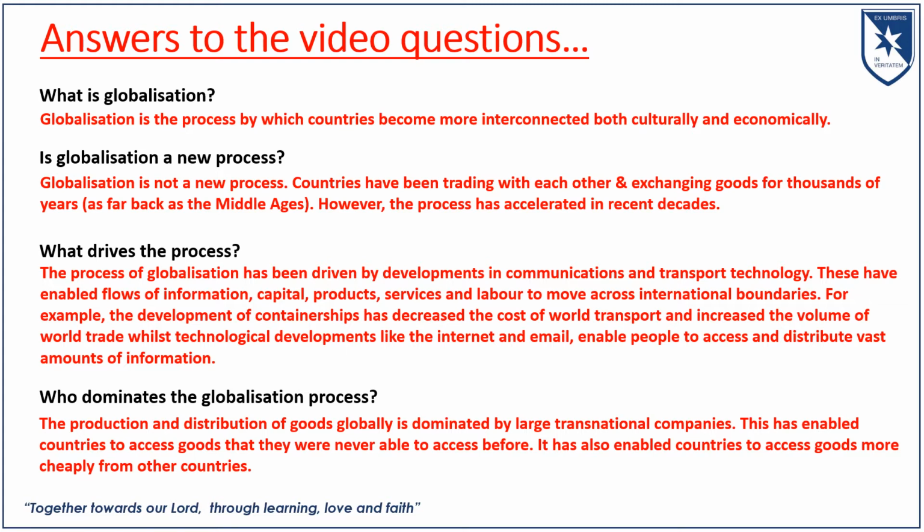And finally, question number 4, who dominates the globalisation process? The production and distribution of goods globally is dominated by large transnational companies. These are companies that are based in one country but might have branch plants all over the world and therefore operate globally. This has enabled countries to access goods that they were never able to access before, but it's also enabled countries to access goods more cheaply from other countries.